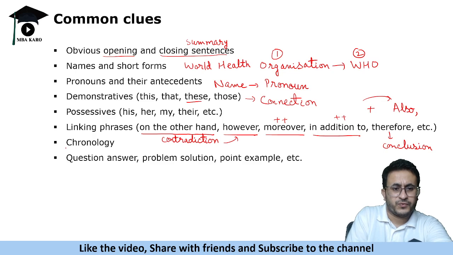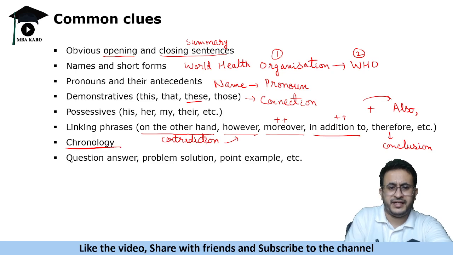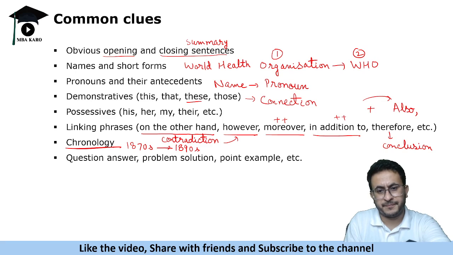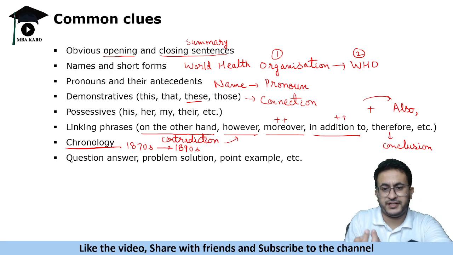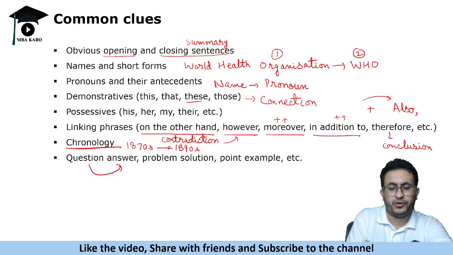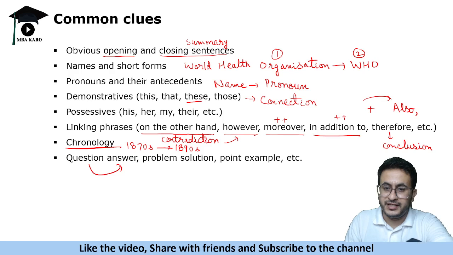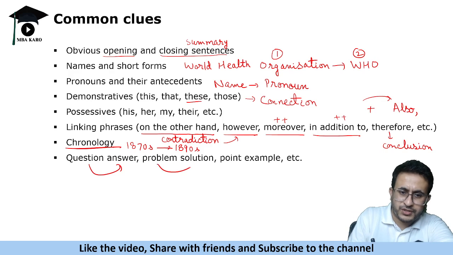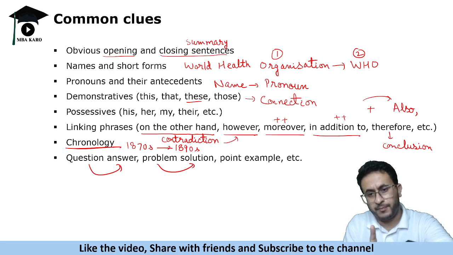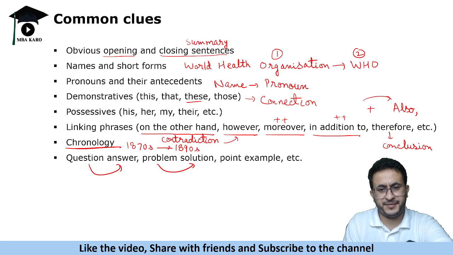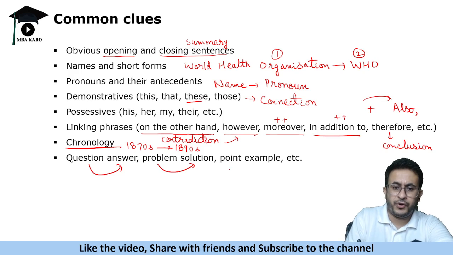Then chronology. If some data is given, let us say one talks about the 1870s and another statement talks about the 1890s, then definitely this will come first and this will come later. Then there are certain other formats like question and answer. Question comes first followed by answer, right? No one will give the answer first and then the question. Similarly, if a passage talks about a problem and its solution, the problem will be stated first, the solution will be stated later. Then point and example.